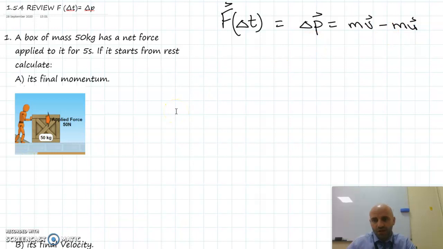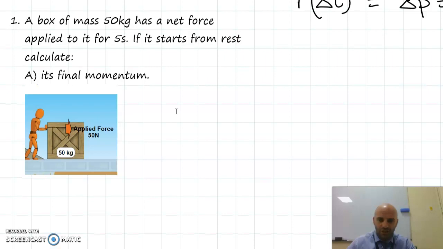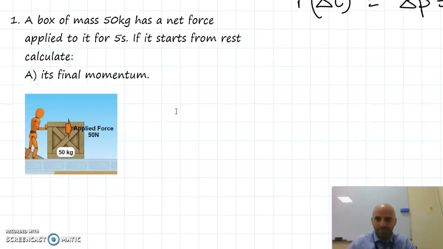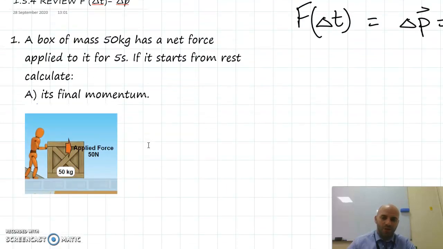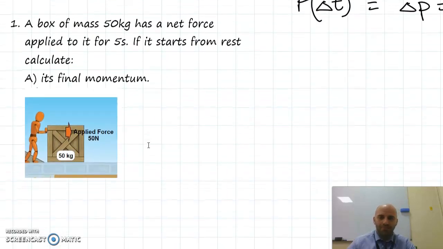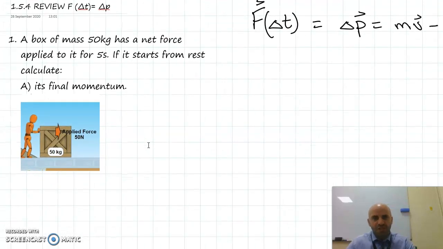Okay, so the first part of the question we're asking here, and I've put a link into a simulation here. I'll walk you through this in a second. So we've got a box of 50 kilograms, which has a net force applied to it for 5 seconds. If it starts from rest, calculate A, its final momentum, B, its final velocity. Okay, so we'll start off with the momentum. We can use this force-time relationship to do it for us.